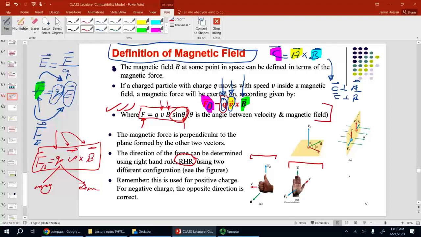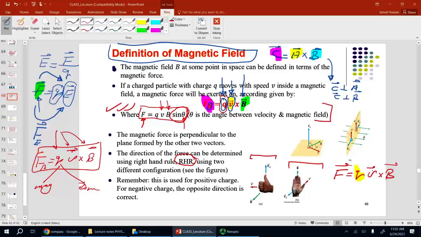So let me write the equation again here, and then let's follow it. It's equal to Q V cross B. We will not focus on Q because Q is just a number, just a constant. It does not affect the direction in this case. Actually, it does, because Q might be positive or negative, but we're going to talk about this.